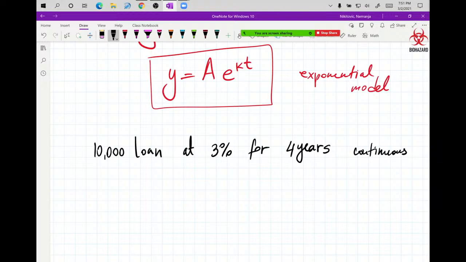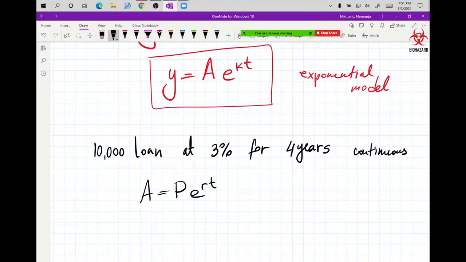So we said that the amount is equal to principal e to the rt. Well, that's the same equation as up there, except we just change the letters, right? But A is the amount, P is the principal, r is rate in decimal, not in a percent, and then t is time in years.